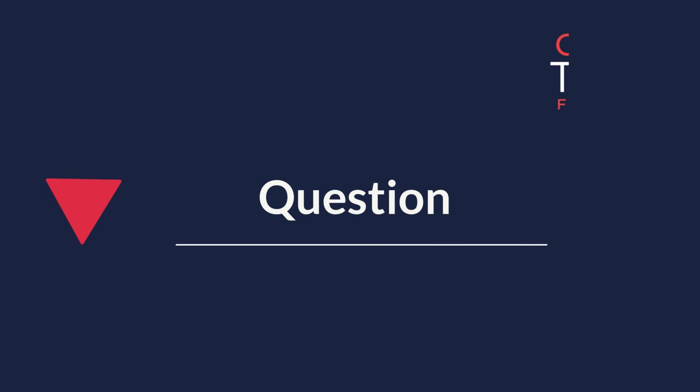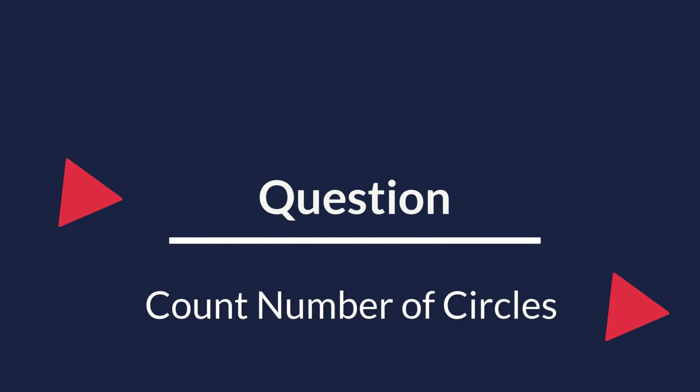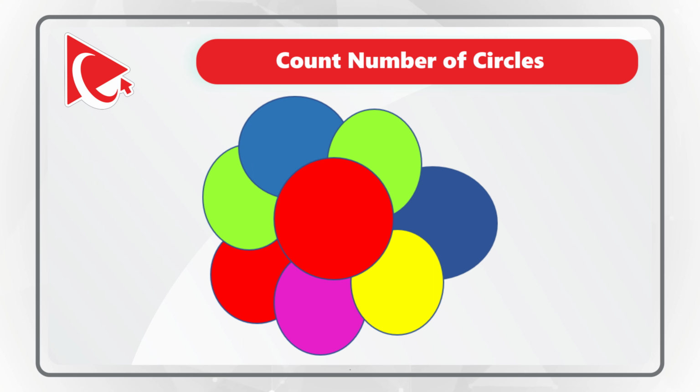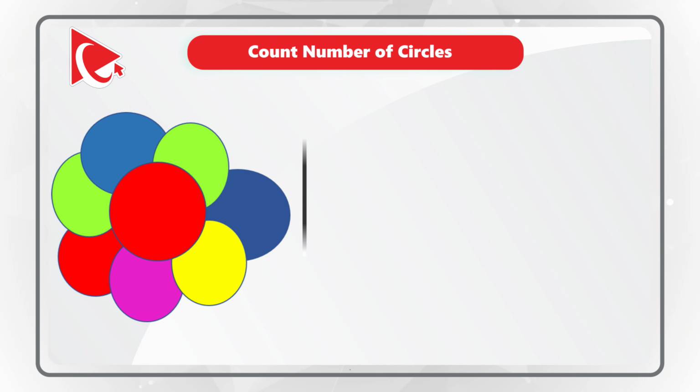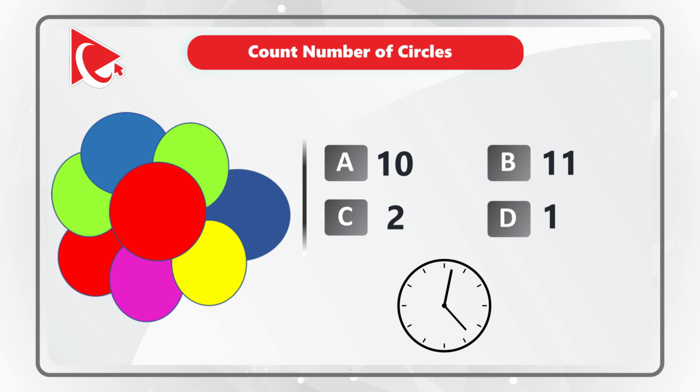In this interesting but tricky question, you need to count the number of circles. You're presented with an unusual shape and you have 4 different choices based on your selection. Choice A, 10 circles. Choice B, 11 circles. Choice C, 2 circles. And choice D, 1 circle. Give yourself a little bit of time to see if you can count correctly.